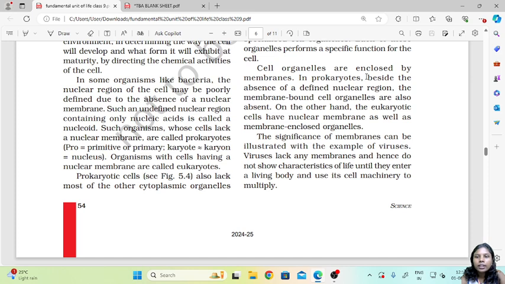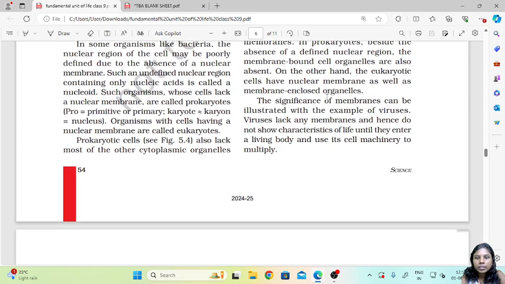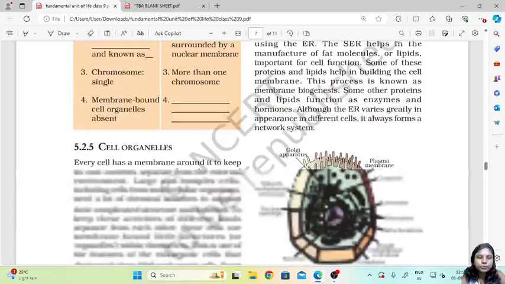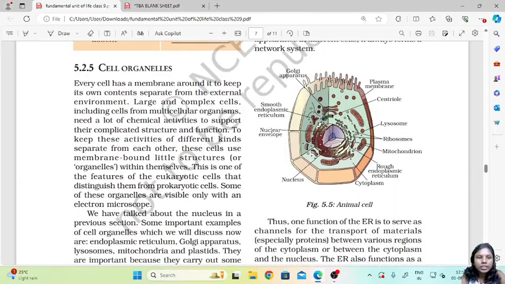These cell organelles are enclosed by membranes. In prokaryotes, besides the absence of the nuclear membrane, they also don't have membrane bound cell organelles. On the other hand, eukaryotic cells have the nuclear membrane as well as membrane bound organelles. The significance of membranes can be illustrated with the help of various viruses.